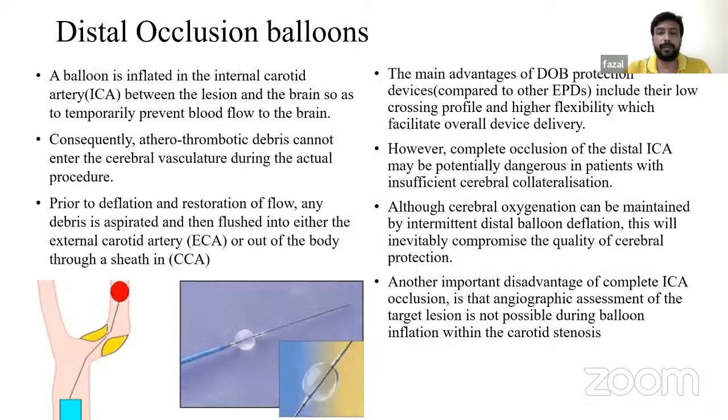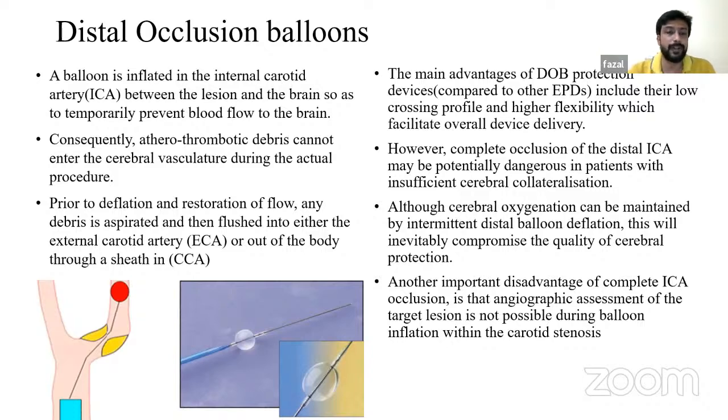So coming to the embolus protection devices. Three are explained, where if you see the lower diagram, we dilate a balloon distal to the block. The advantage is that it prevents emboli from going distally. But the disadvantages are that complete occlusion of the ICA can be dangerous sometimes with insufficient cerebral collateralization. Also, you sometimes cannot assess the target lesion if you are completely occluding with the balloon.